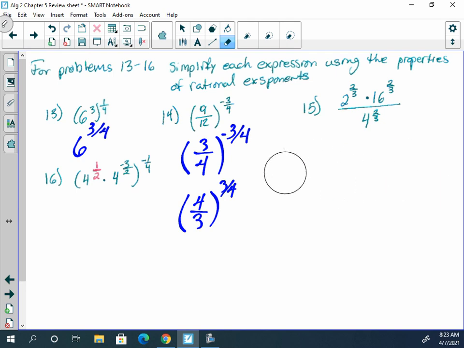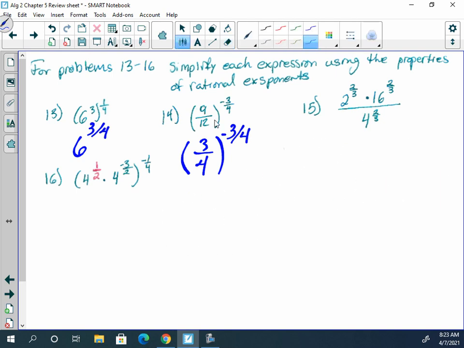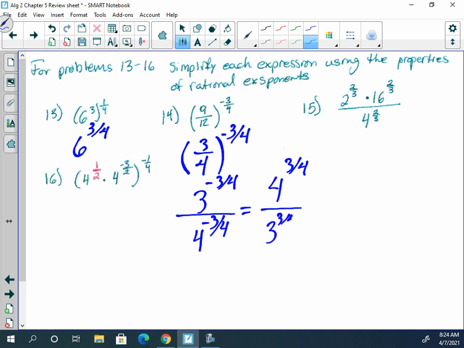Now, if we decided not to do it that way, and we applied it to both numbers, well, it'd be 3 to the negative 3/4 over 4 to the negative 3/4. Well, I need these exponents to be positive. So to make the 4 in the denominator positive, we have to move it to the numerator, which would make it 4 to the 3/4. And to make the 3 exponent positive, we'd have to move it to the denominator, and that'd be our answer. So we could flip it and then apply the exponents, and it would give us the same thing. Or we can do it this way here. Either way, we'll get the same answer.